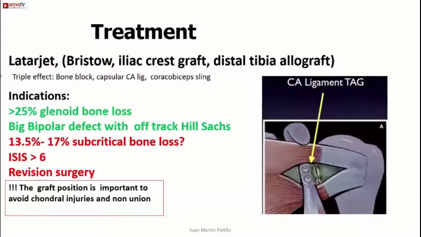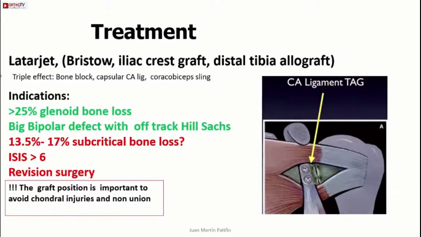When we need a bone block, our first option is the Latarjet. Remember the triple effect: the bone block, the capsular reconstruction, and the coracoid conjoint tendon sling. Our indication in general is more than 25% of glenoid bone loss with big bipolar defects and off-track Hill-Sachs lesions. But as we said before, there are authors that extend the indication to subcritical bone loss, 13 to 17%, and an author that extends it to every revision surgery.